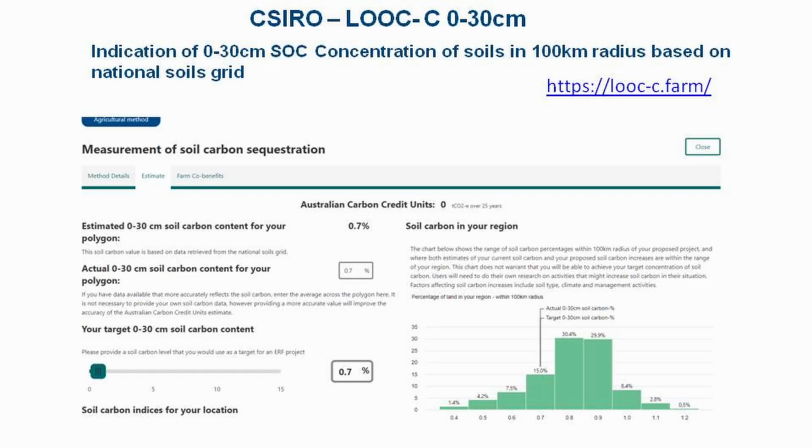They're utilising all of the national soil information from their ANSIS database within a 100k radius of the site that you pick, so you can do it at a paddock or a farm scale, and it will give you an idea of what your carbon value might be. So it gives you a bit of a ground truthing value.